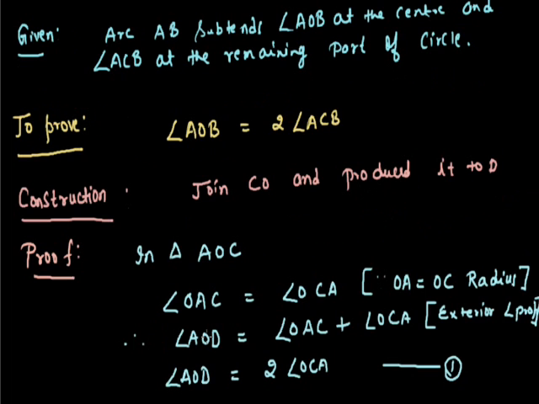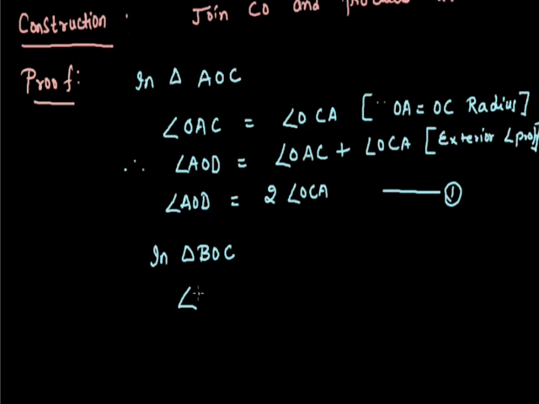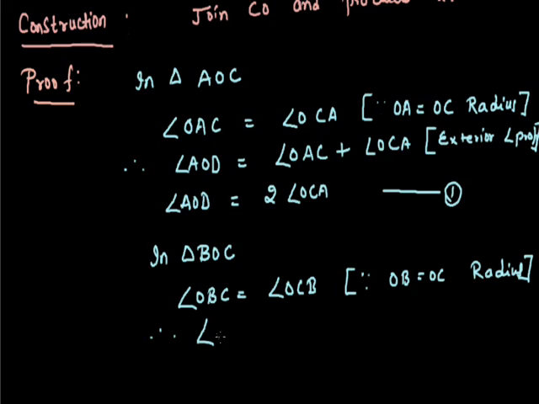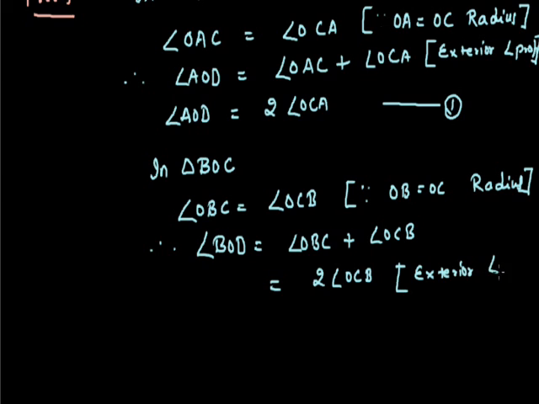In triangle BOC, angle OBC is equal to angle OCB, again because OB equals OC, radius. Therefore angle BOD is equal to angle OBC plus angle OCB. So this is equal to twice of angle OCB, again by exterior angle property of triangle. Now this is the second equation.